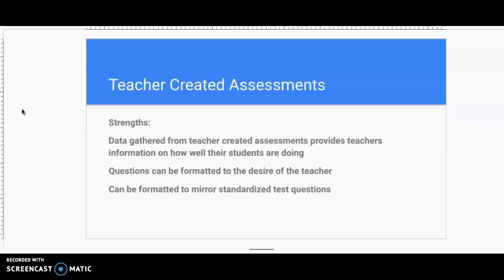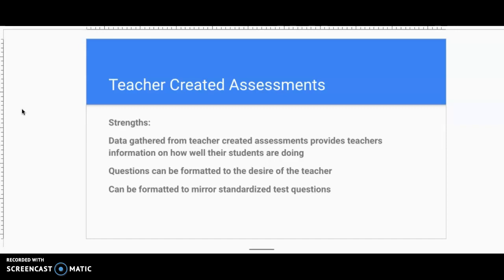The second strength here is, we as teachers, we can format the questions to our desire. So again, with our common assessments, we can word them in a way that is similar to what the students are seeing in the text, or similar to what students may be seeing on standardized tests and PSSA testing that they'll take in the spring.